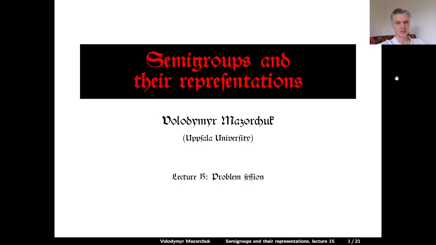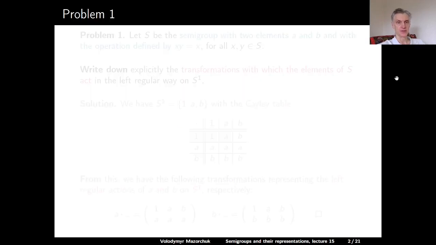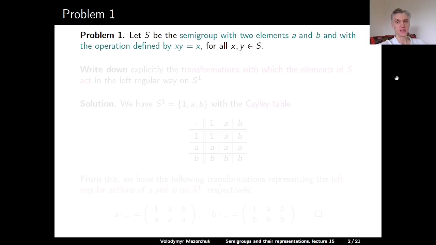Semigroups and their representations, Lecture 15, Problem Session. Problem 1. Let S be the semigroup with two elements A and B, and with the operation defined by x times y is equal to x for all x and y in S.